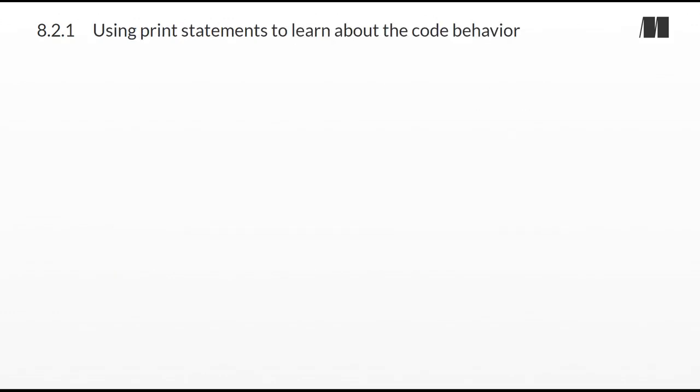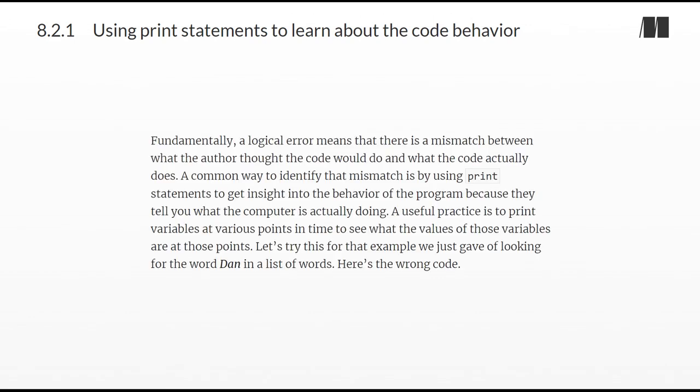Section 8.2.1. Using print statements to learn about the code behavior. Fundamentally, a logical error means that there is a mismatch between what the author thought the code would do and what the code actually does. A common way to identify that mismatch is by using print statements to get insight into the behavior of the program because they tell you what the computer is actually doing. A useful practice is to print variables at various points in time to see what the values of those variables are at those points.